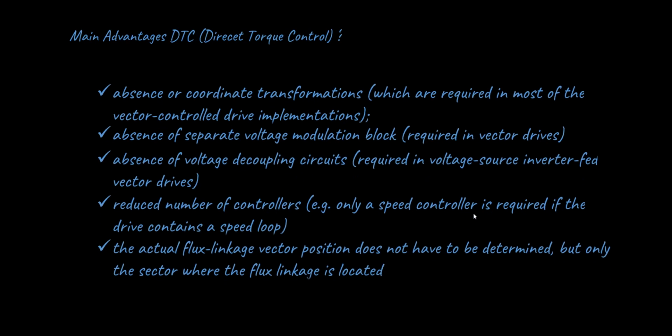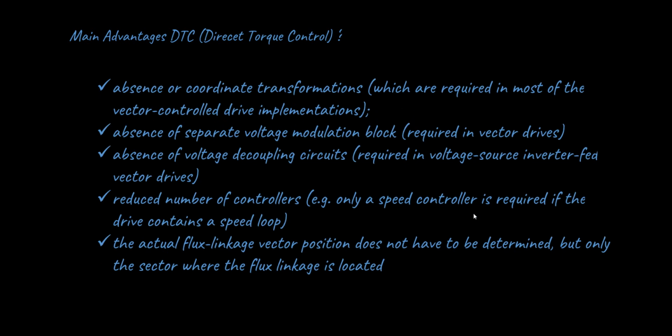And what about the advantages of DTC compared with vector control? In the DTC, we have the absence of coordinate transformation, which is also required in most vector control drive implementations. We have the absence of a separate voltage modulation block required in vector drives, and we have the absence of a voltage decoupling circuit. Compared with a PWM motor drive, we have decoupling between the Id and Iq, which are responsible for flux and torque control respectively. And finally, we have a reduced number of controllers. For example, only the speed controller is required if the drive contains a speed loop, and the actual flux linkage vector position does not have to be determined, but only the sector where the flux linkage is located.